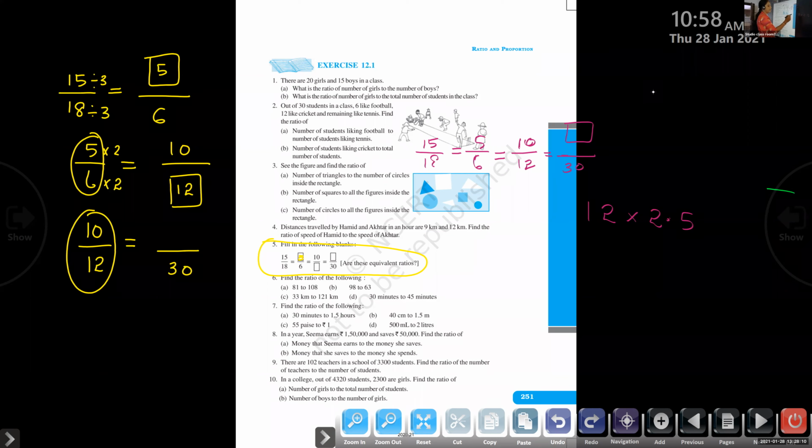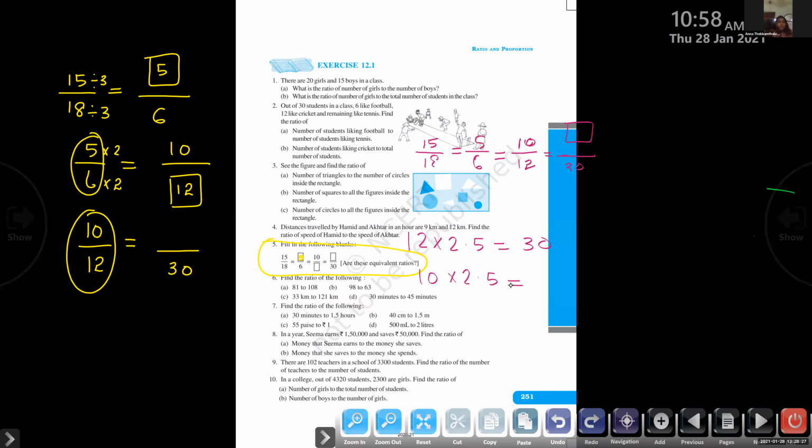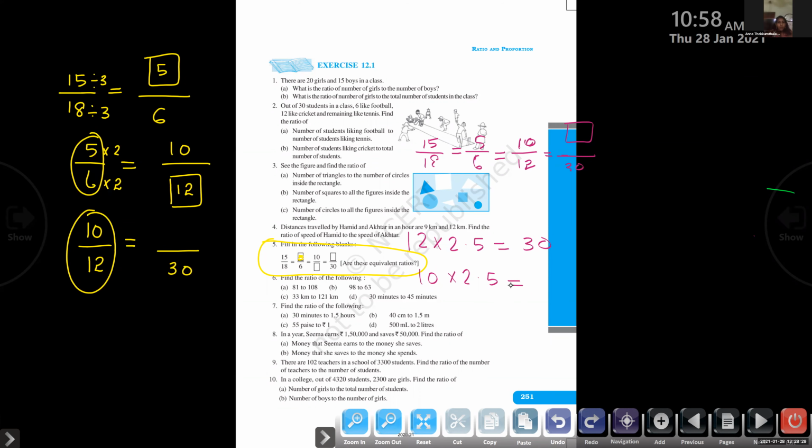So how will you get the next one? If 12 into 2.5 is 30, how will you get the numerator? 10 into 2.5, right, children? What is the answer? 25. Now you just check, are these equivalent fractions? Yes, ma'am. So these are equivalent fractions.